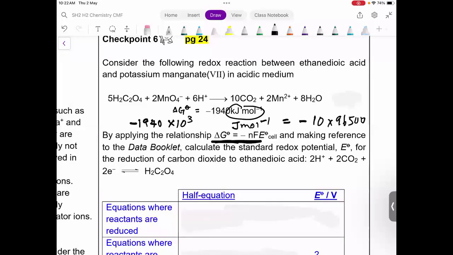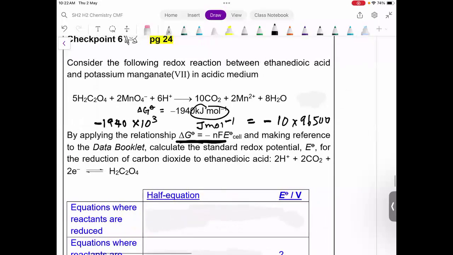This one you learn in physics also, right? You don't learn electrolysis? Okay. So this value is found in your data booklet. This value, 96500, is found in your data booklet.